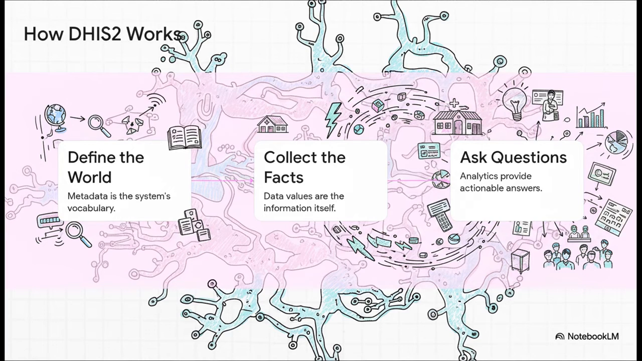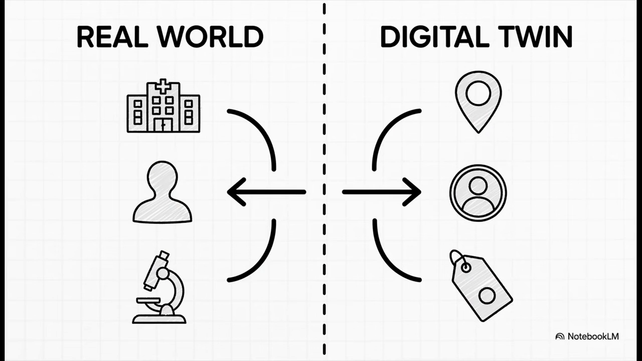Let's break that down. So step one is all about creating the vocabulary. In the tech world, they call this metadata. Before you can report a case of malaria, the system has to know what malaria is. Before a clinic can send it a report, the system has to know that clinic even exists. Metadata is essentially the digital twin of the entire health system. Every clinic, every supply, every data point.